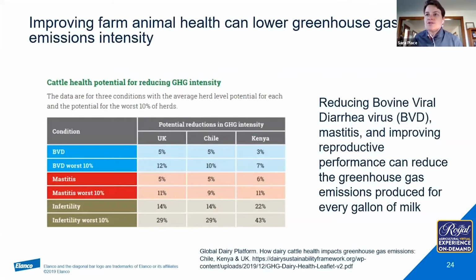And the final thing, an example I'll just give you here is really focused on animal health, right? And this is a great example that just came out from the Global Dairy Platform, where they looked at how these issues vary based on country, just like those variations in greenhouse gas emissions. So there's never going to be one single silver bullet solution, but they looked at case study examples, right? In the UK, in Chile, and then in Kenya, and 3 different conditions, right? So BVD, bovine viral diarrhea virus, so nothing that you probably have heard of, but it's an animal health issue, right? Mastitis is an infection in the mammary gland, and then just infertility, right? So actually reproductive efficiency of farm animals is really important too.